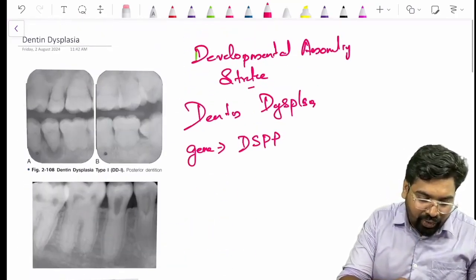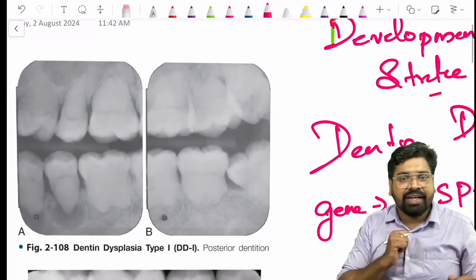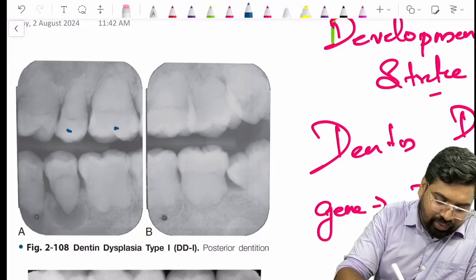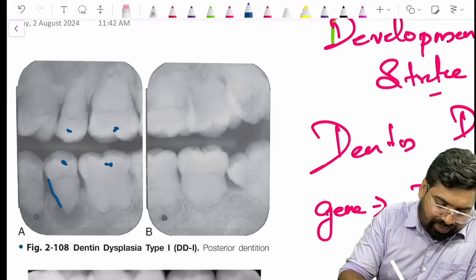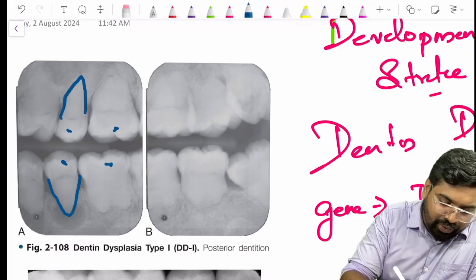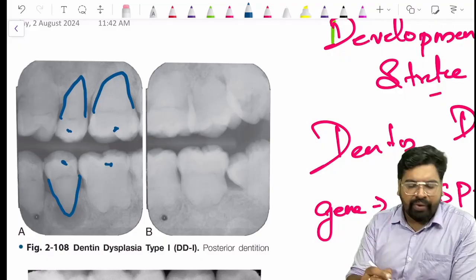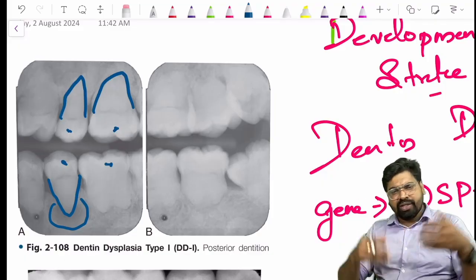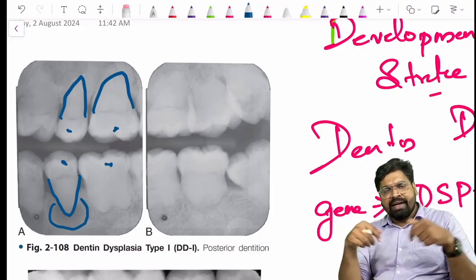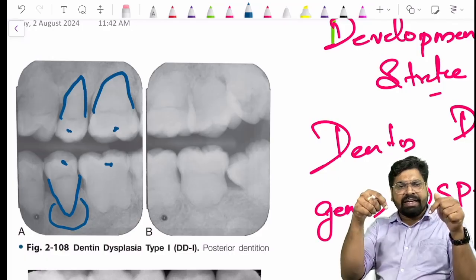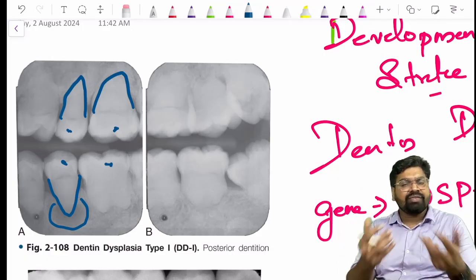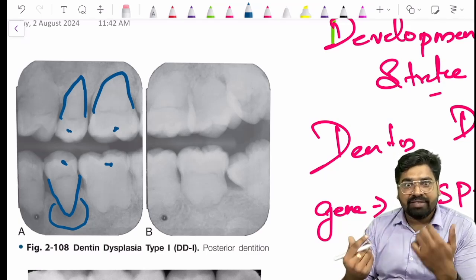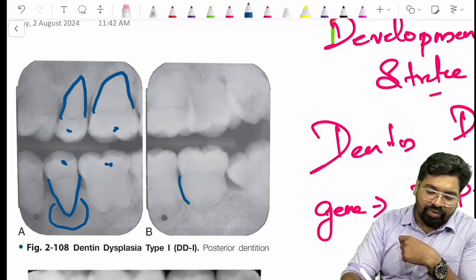I will show you the image. Can you see the radiograph here? You can see that the roots are very short, very small, and you can see periapical lesions also. Because of the small root, through the periodontal areas the bacteria can reach the root apex easily and cause periodontitis and periapical lesions. Periapical lesions are very common, and you can see the short roots.